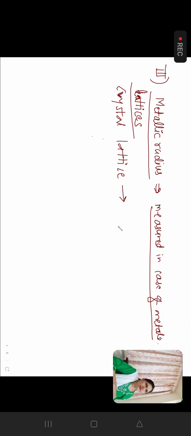Some students are not writing. Aditya, are you writing? What did I say? Crystal lattices are having a specific arrangement of atoms, molecules or ions.